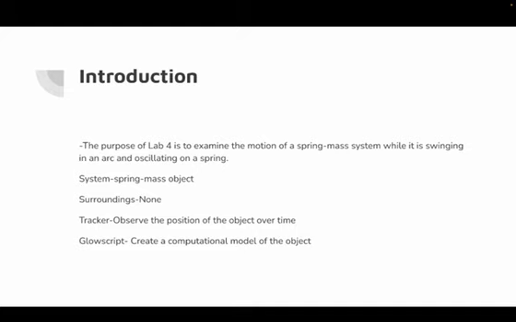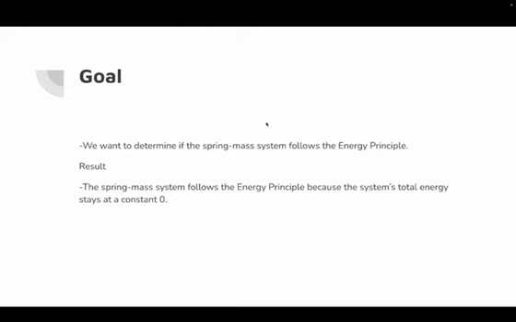Our system for this experiment is going to be the spring mass object. Our surroundings, there is none because it is isolated. And of course, we use Tracker to observe the position of the object over time, and we use GlowScript to create a computational model of the object using the template given to us in Canvas. And our goal, we want to determine if the spring mass system follows the energy principle.